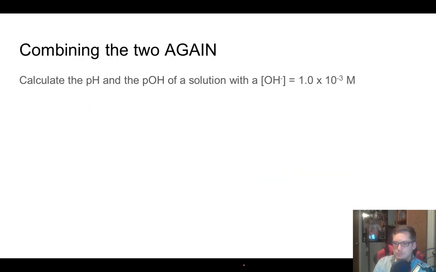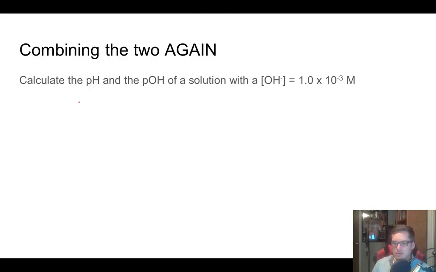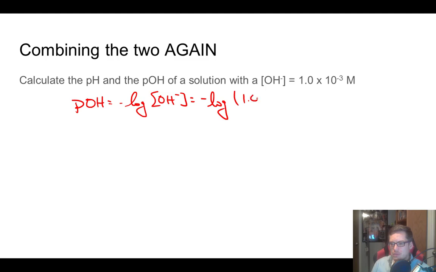Okay, let's do another one. It says, calculate the pH and the pOH of a solution that has a concentration of hydroxide of that. So now we're going to find two different things. We're starting here, and we want to find the pOH and the pH. That's pretty easy, right? We can find the pOH easily because that's just equal to the negative log of the concentration of hydroxide. So that's just equal to the negative log of 1.0 times 10 to the minus third.